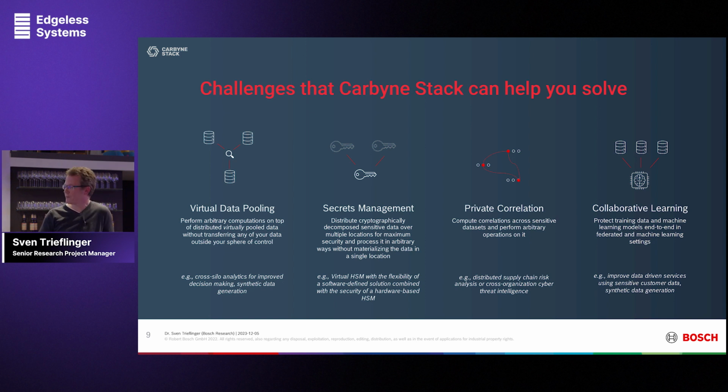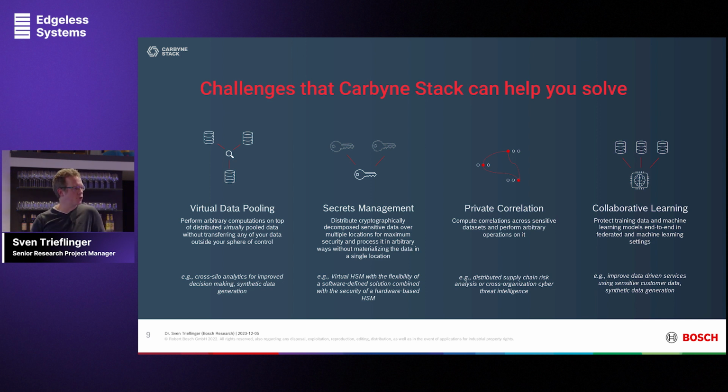So what is this about? What does it help? Here are a couple of use cases that we have in mind. One is virtual data pooling. That's exactly what I described before, right? Everybody has their secrets and they want to compute together something on top of that.